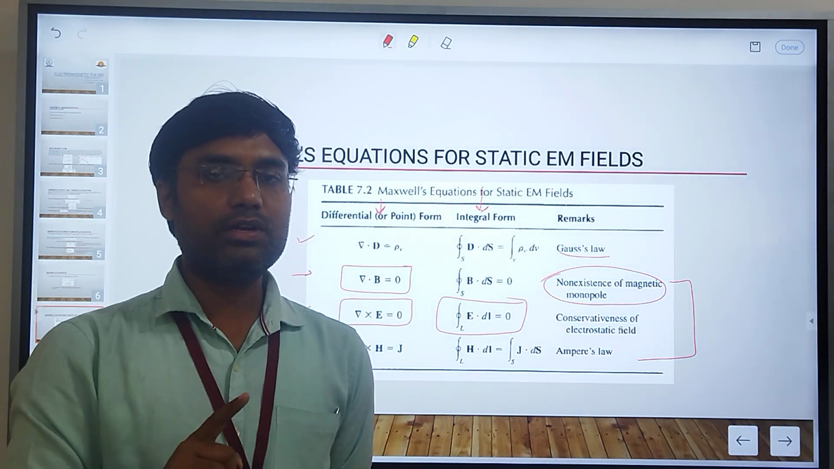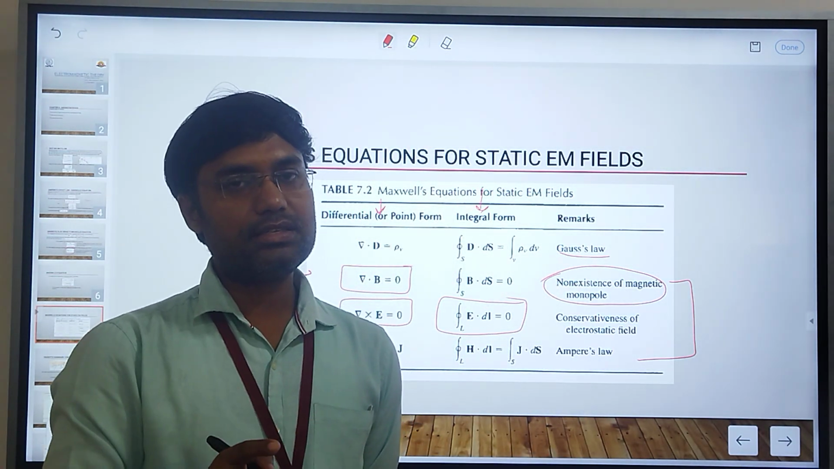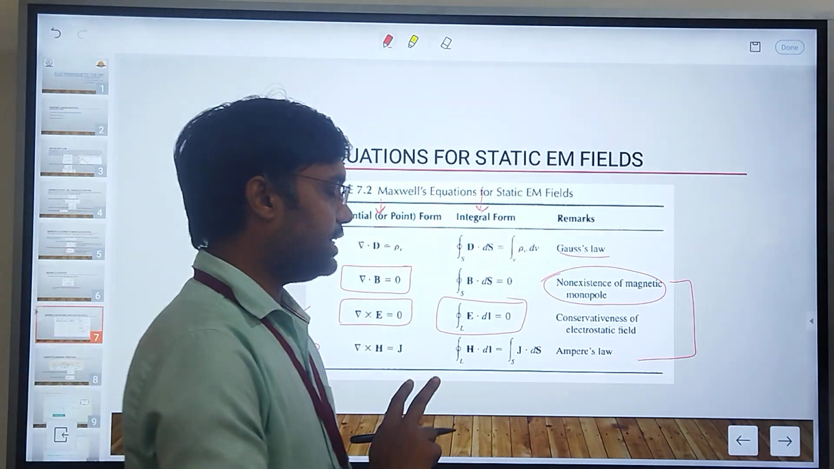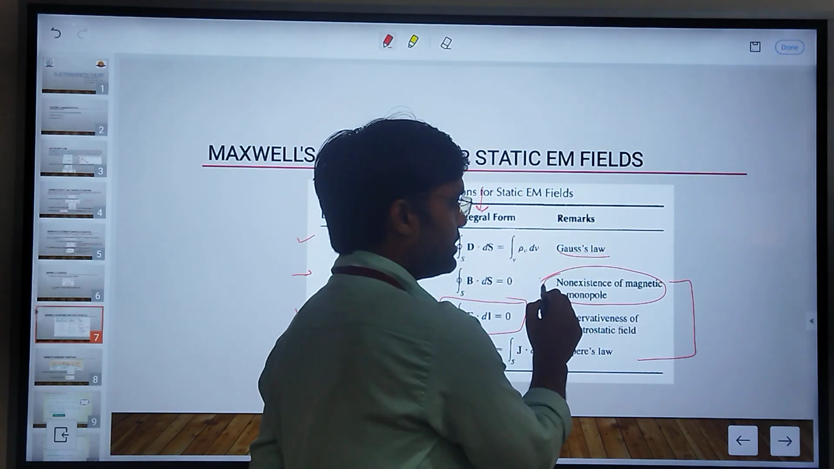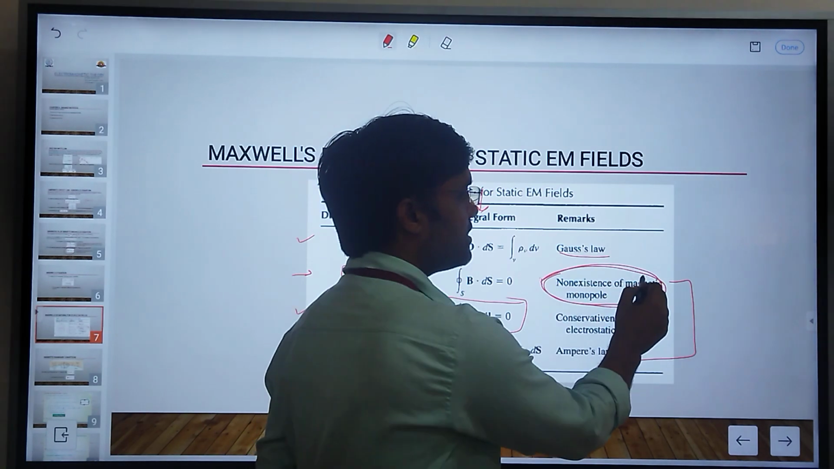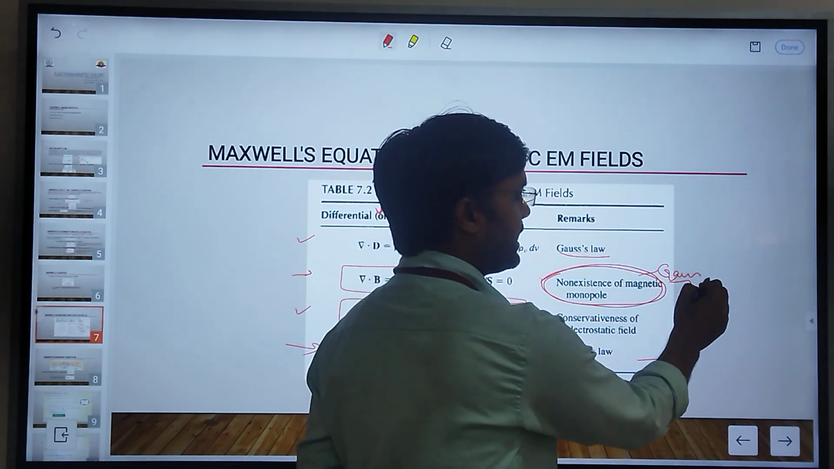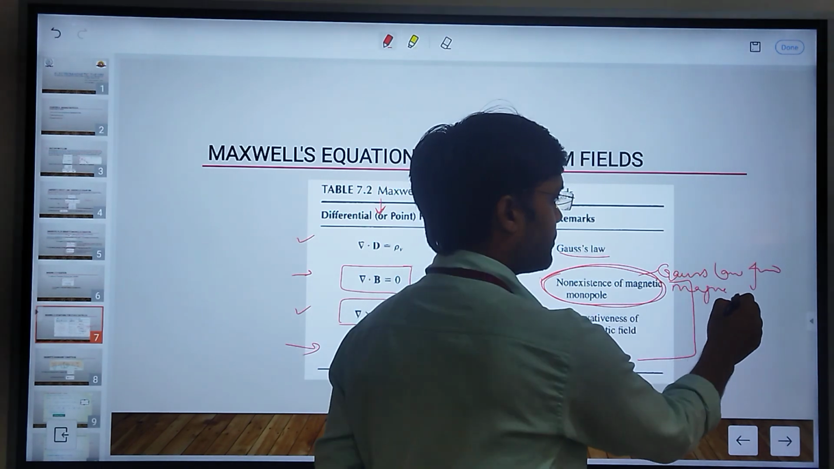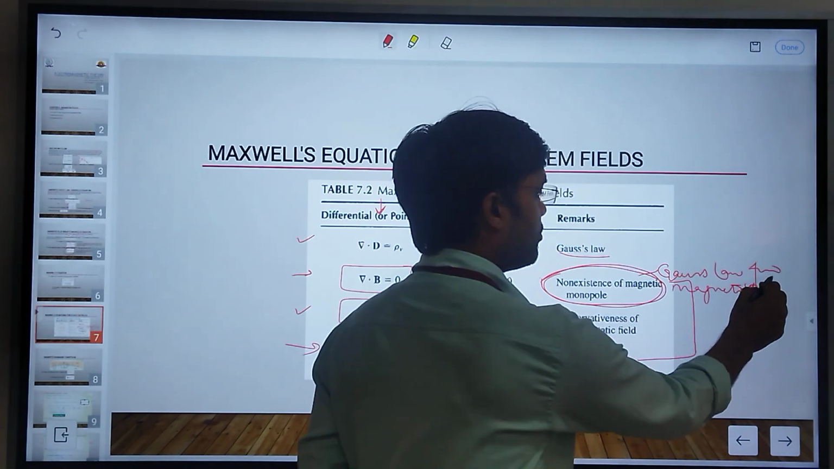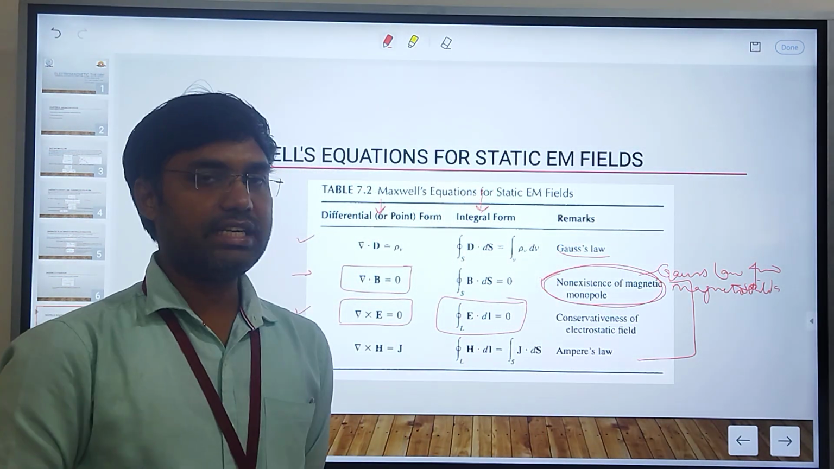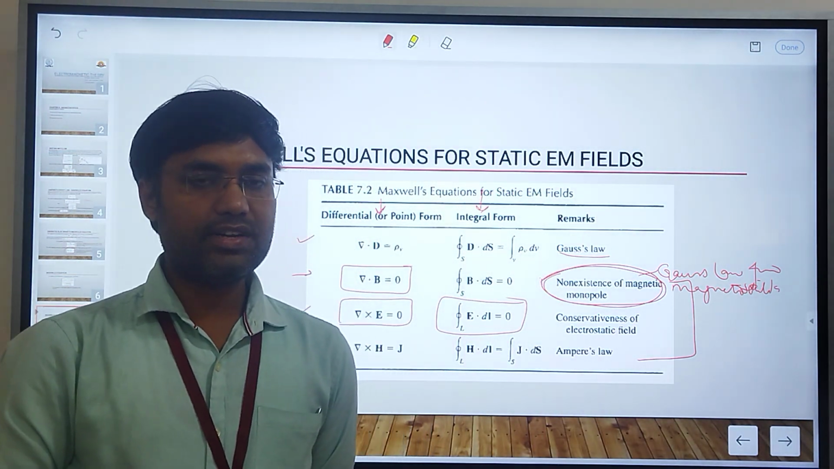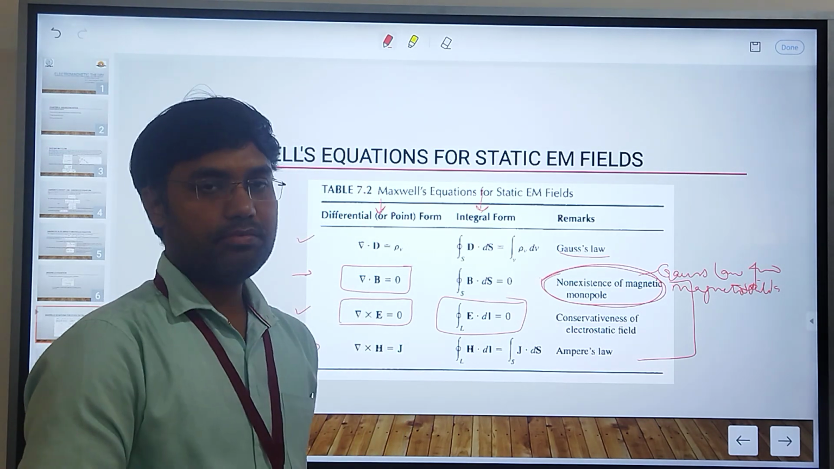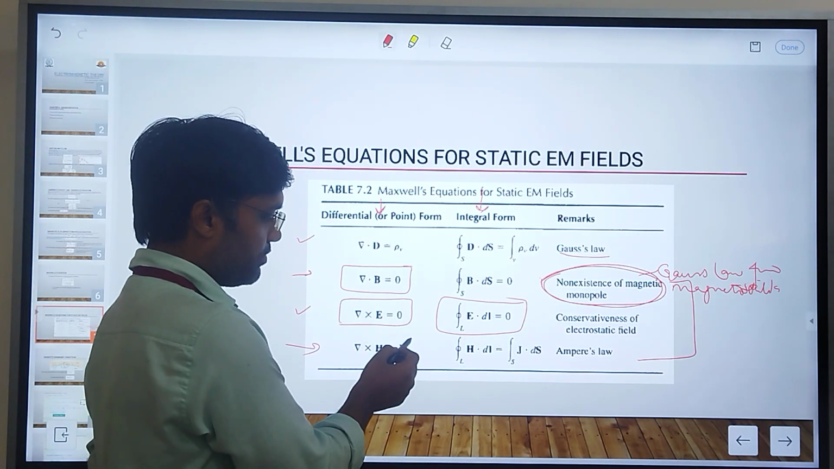That means a monopole can never exist as a single pole. There should always be two poles, north and south pole. So it also says there is a non-existence of magnetic monopole, or we can say it is the Gauss law for magnetostatics, or we can say the surface integral of magnetic flux density is equal to 0. It is the conservative magnetic flux density.